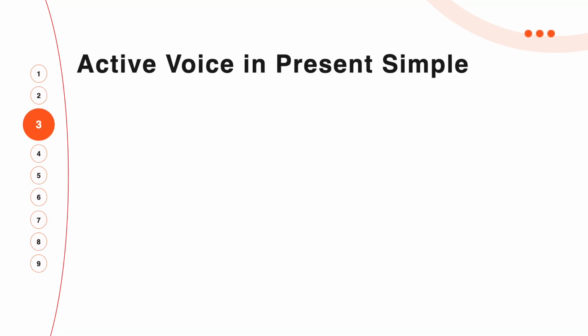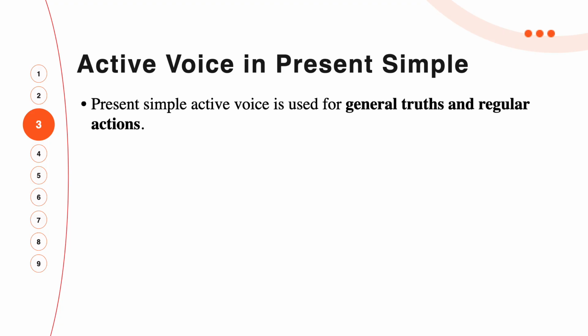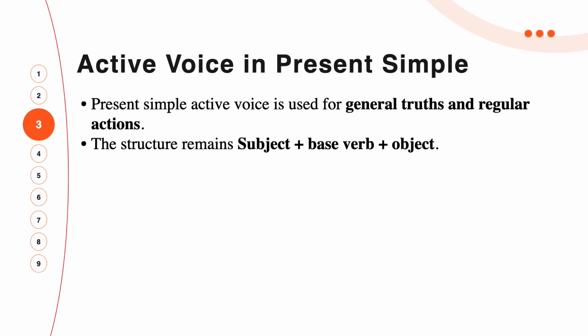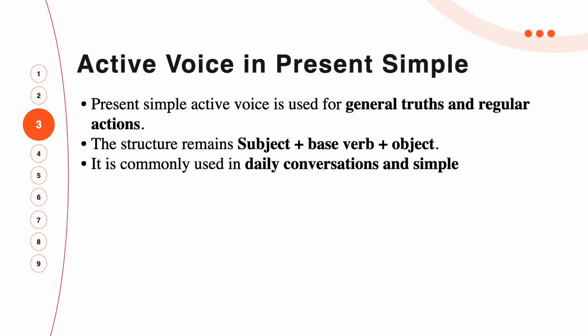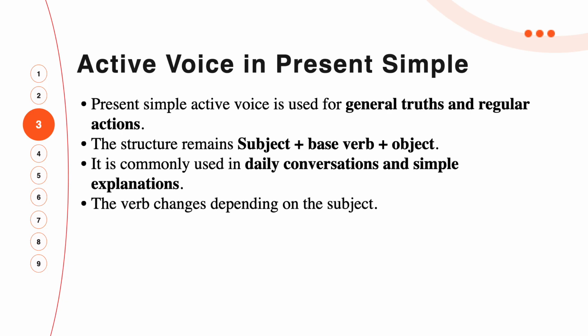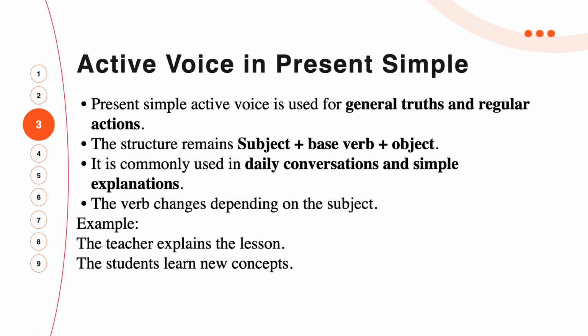Active voice in present simple. Present simple active voice is used for general truth and regular action. The structure remains subject plus base verb plus object. It is commonly used in daily conversation and simple explanations. The verb changes depending on the subject. Example: the teacher explains the lesson. The students learn new concepts.